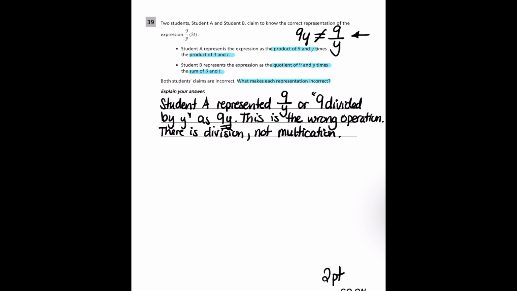Let's look at student B. Student B represents the expression as the quotient of 9 and y. So that part's right. So 9 divided by y. And the sum of 3 and t. So, they put 3 plus t, which is not the same as 3t.